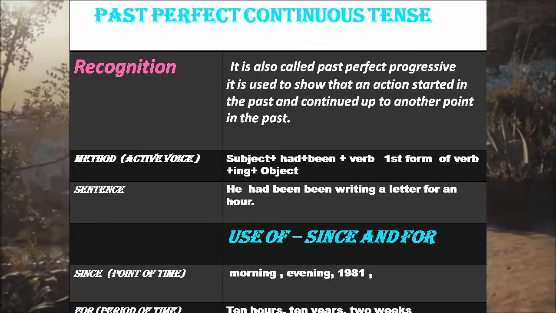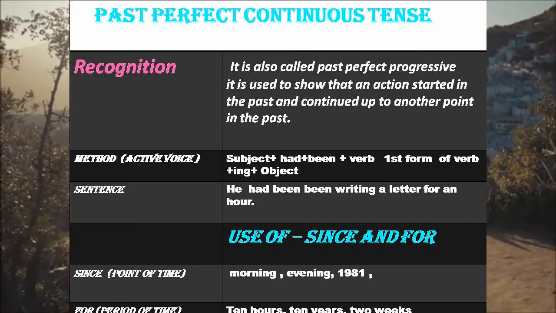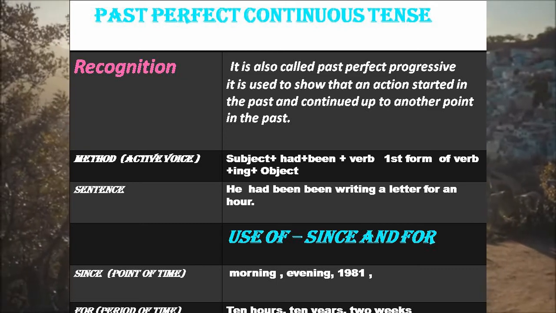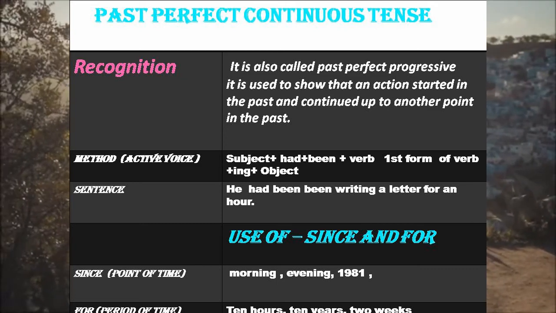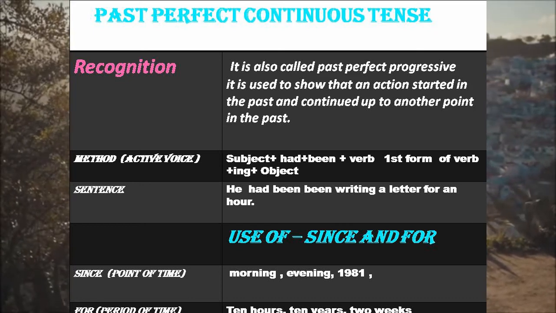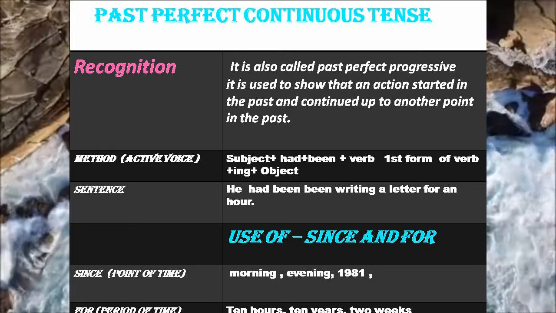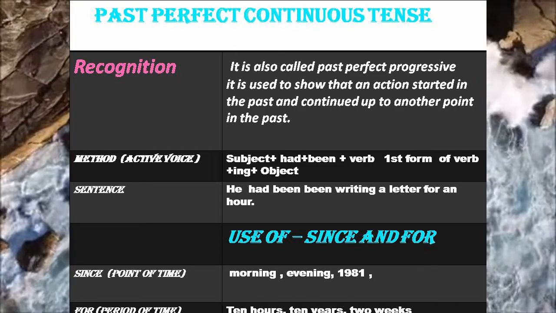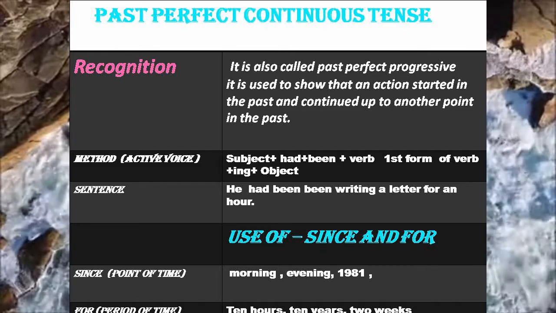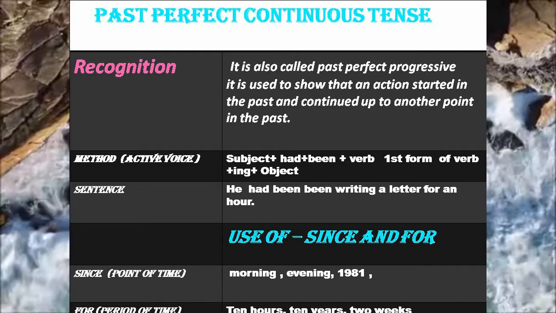Past perfect continuous tense. It is also called past perfect progressive. It is used to show that an action started in the past and continued up to another point in the past. Method: subject plus had plus been plus verb first form plus ing plus object. He had been writing a letter for an hour. Use of since: point of time, morning, evening, 1982. Use of for: 10 years, 10 hours, 2 weeks.